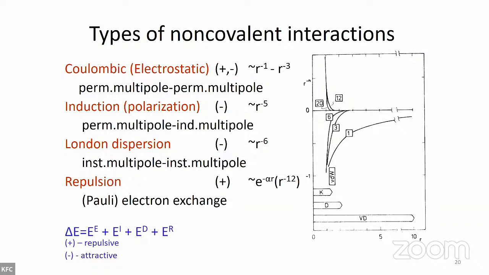And the last thing is the repulsion. Repulsion means that those electrons really don't want another electron to be in their place. And this electron exchange is basically exponential.